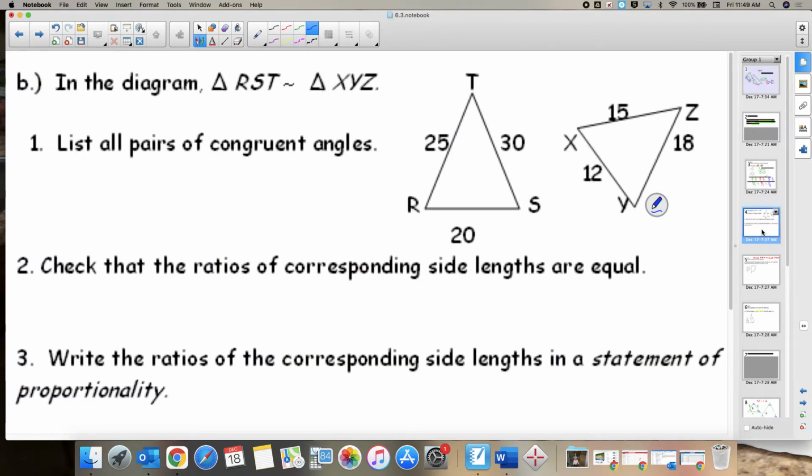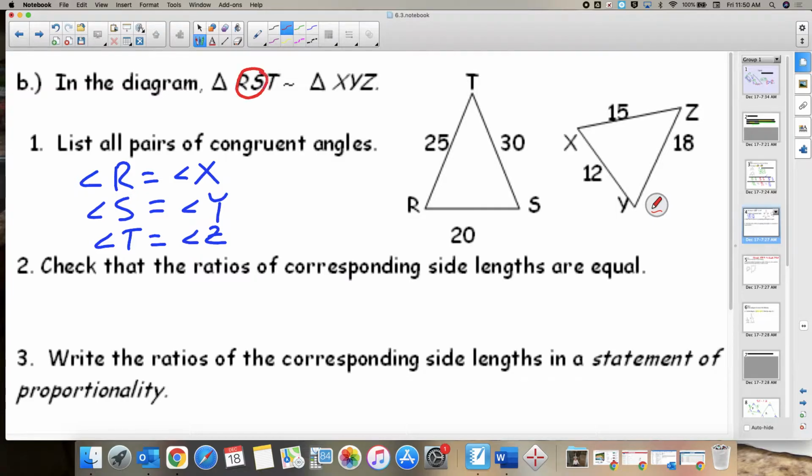It says in your diagram, triangle RST is similar to triangle XYZ. So we do angle R is equal to angle X. Angle S is equal to angle Y. And angle T is equal to angle Z. Now we have to use a similarity statement. Remember, just because an angle or a side's on the bottom doesn't mean it's going to match another side on the bottom. We have to truly use our statement.